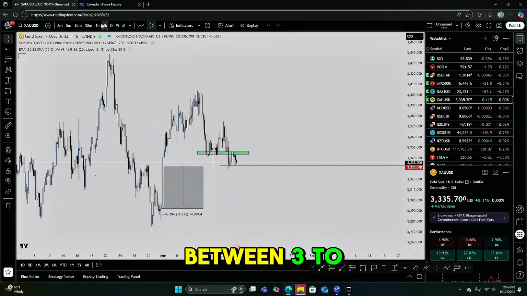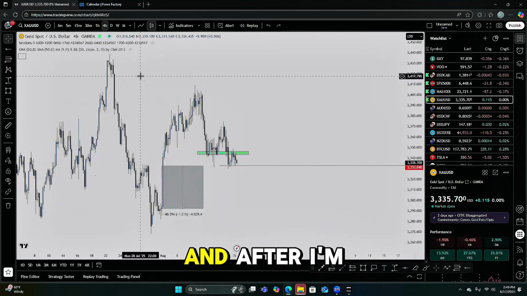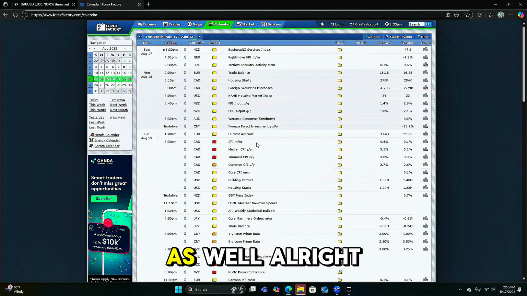I usually trade between 3 to 4 pairs a week. I go based off setups. I might not trade these pairs next week. It's strictly setups. And after I'm done marking all my pairs up for the week, I see what news is coming out for the week as well.